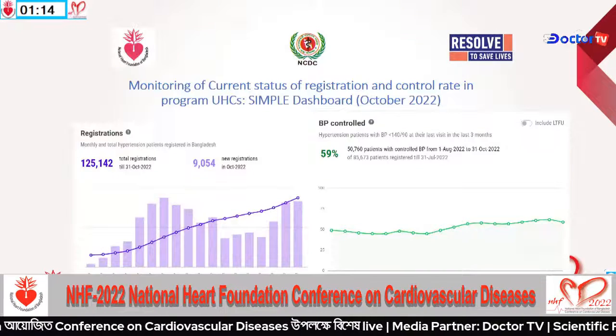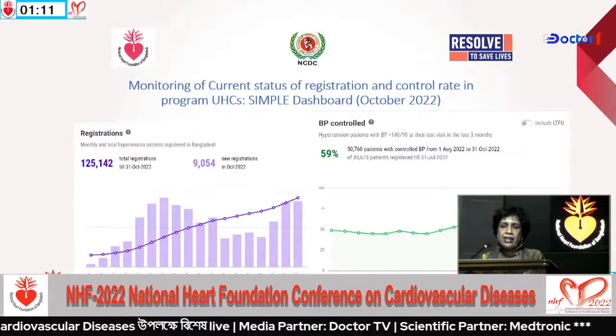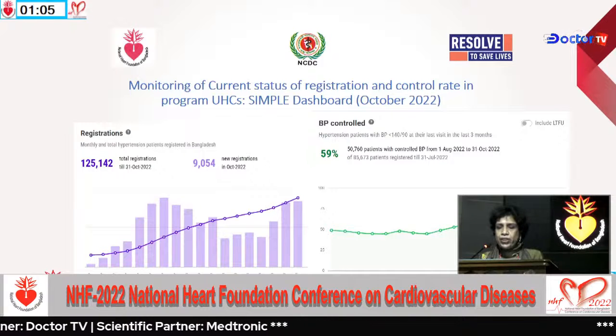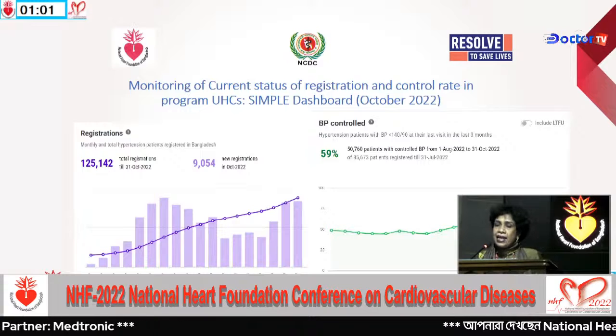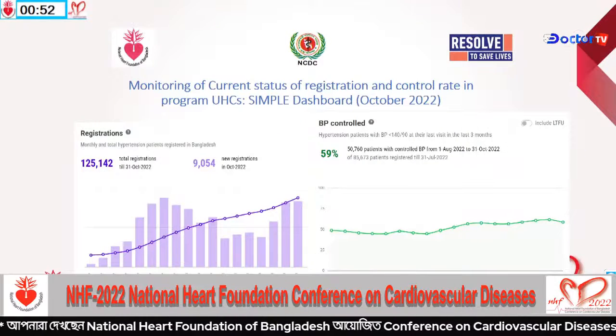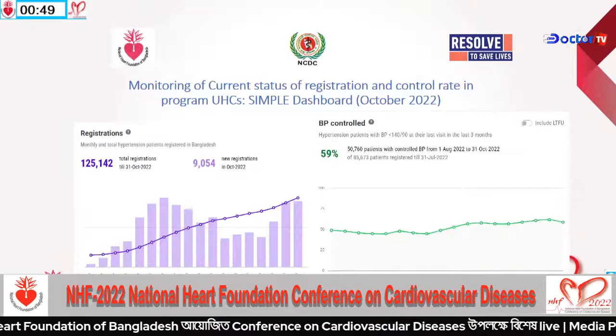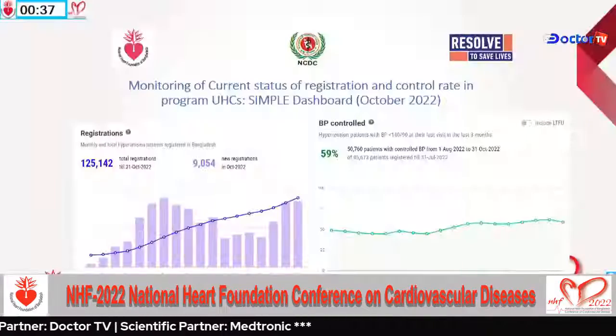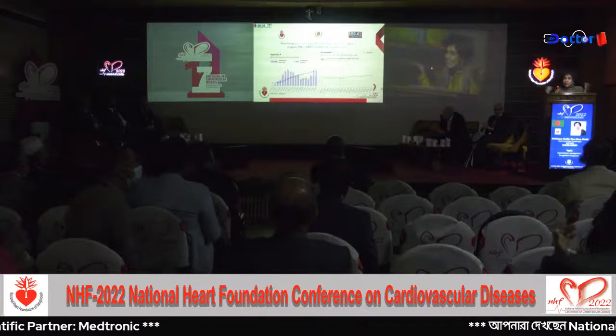And if you look at this graph, it's very impressive. So they've already, as I've said, registered 125,142 patients. And the great news is that, and I must congratulate all the teams here who have been involved in this, Sohail has been such an inspiration to everyone, 59% blood pressure control has been achieved in these centers. So imagine, from 14% we've gone to 59%. How cool is that? And this deserves a big hand actually, right? This is something miraculous that is happening, and we can do it, right?